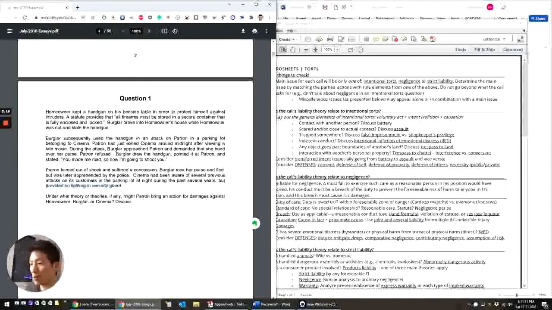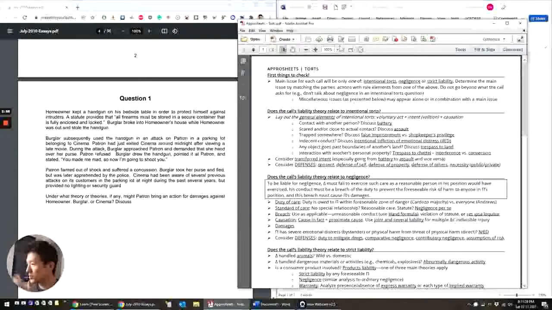So under what theory or theories can patron bring an action for damages against homeowner, the burglar, and the cinema? So we have three different defendants here and one plaintiff who fainted and hurt her head.